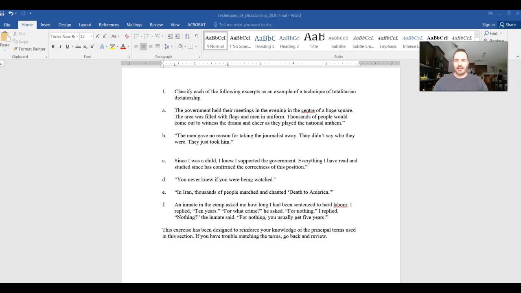Now, letter B, that says the men gave no reason for taking the journalist away. They didn't say who they were, they just took him. That would be use of force, definitely, right? Again, guys, the whole point to use of force is the idea that when people see acts of violence enacted upon other people, it becomes a very strong deterrent for other people to dissent or rebel against the government, right?